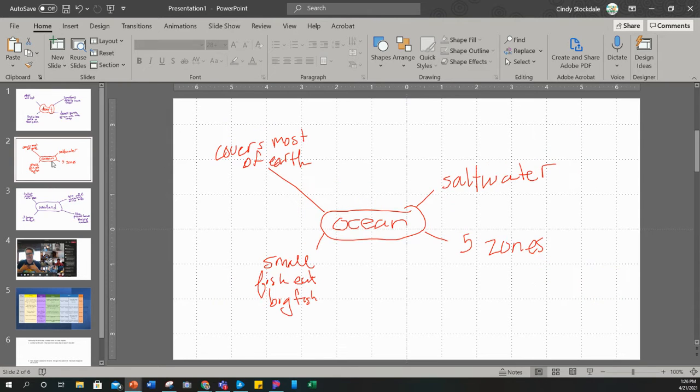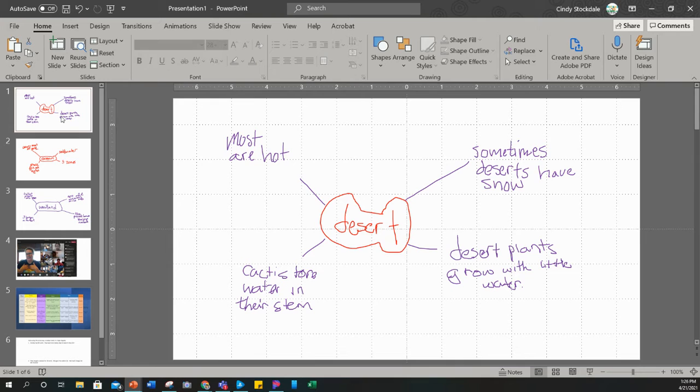For our ocean friends, they said that the ocean covers most of the earth. So the question that they could ask was, how much of the earth is actually covered by ocean? And then for desert, it says sometimes deserts have snow. Okay, well, if deserts have snow, how much snow does a desert get?